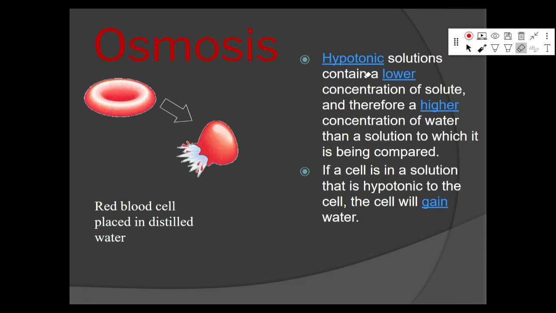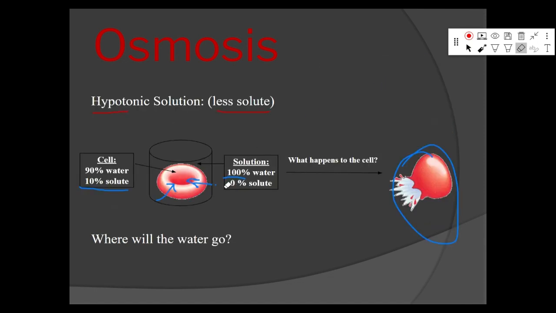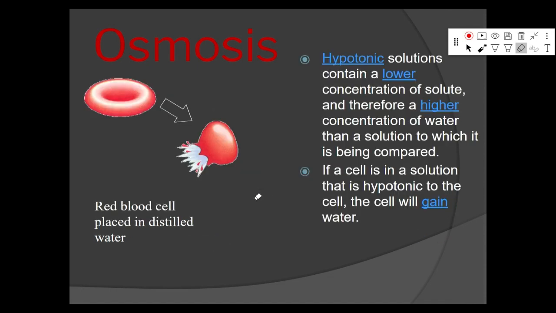And so a hypotonic solution contains a lower concentration of solute, right? And that's what we saw right here. There was no solute right here, 0% solute. So it contains a lower concentration of solute and therefore a higher concentration of water, right? Because it was 0% solute, it was 100% water. And so if a cell is in a solution that is hypotonic to the cell, it will gain water. And eventually, if it takes in too much water, this will happen right here, right? And this is what you call, let me write this out right here. This is what you call lysis.